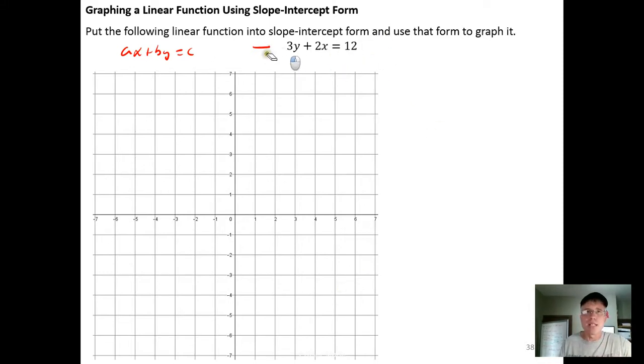This time we're going to take a different approach. What we're going to do is put the function into slope-intercept form and then use what we learned about how to graph functions in slope-intercept form to graph this function. So I start with my function 3y plus 2x equals 12, and it says put it in slope-intercept form. So I need to put it in the form f of x equals mx plus b.